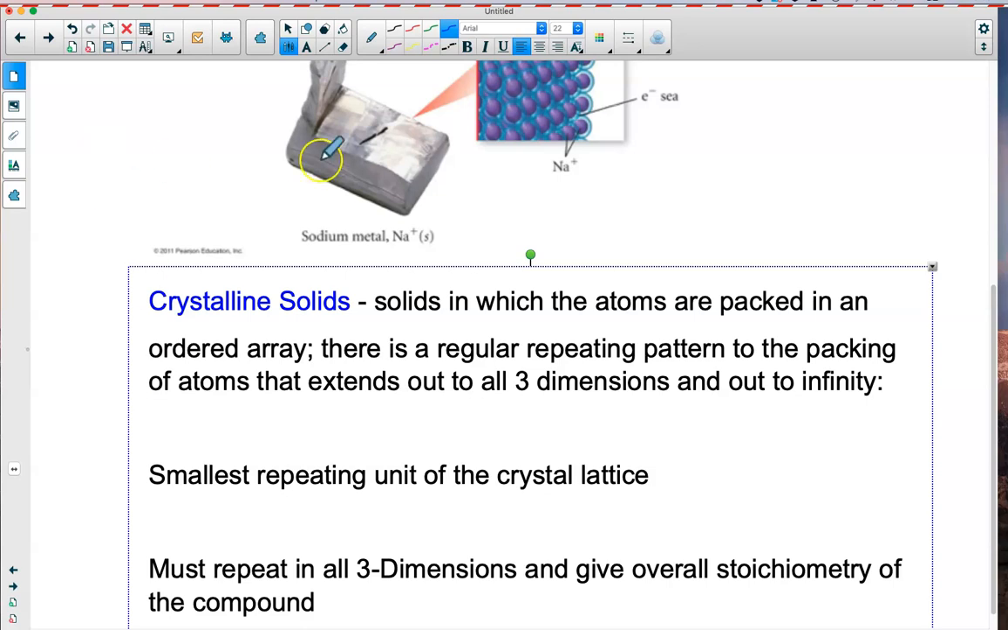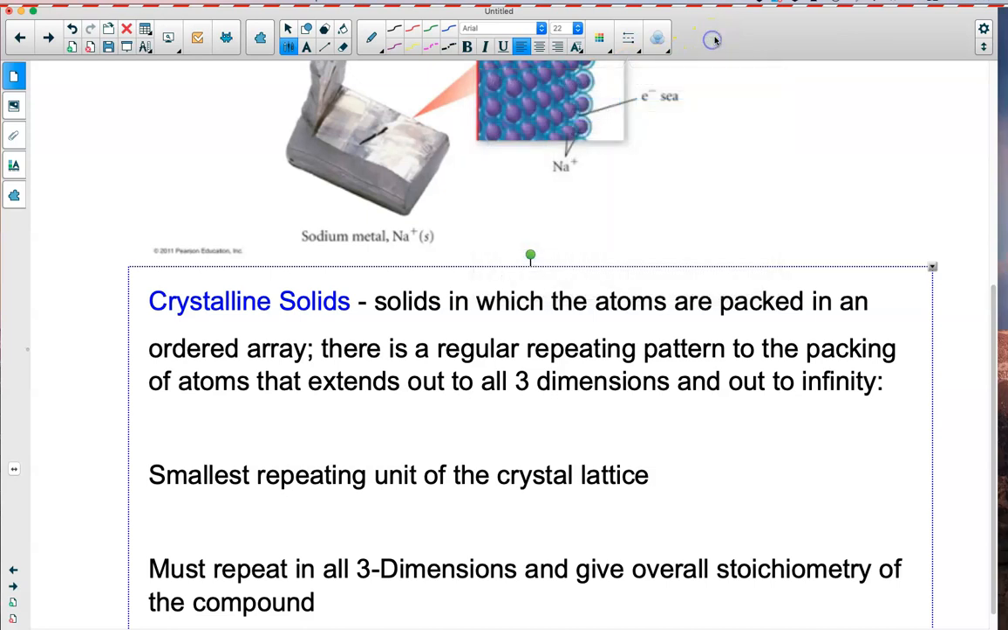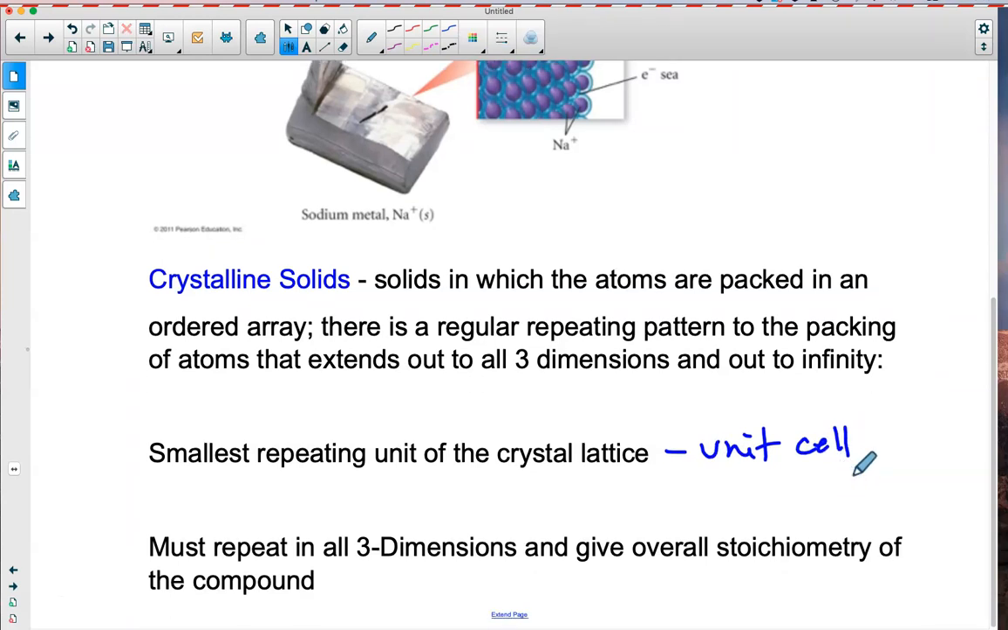It can be a little daunting to look at such a structure that big, so we've developed some ways to talk about it more simply, and one of those ways is a unit cell, which is the smallest repeating unit of the crystal lattice. And a unit cell must repeat in all three dimensions and give you the overall stoichiometry of that compound. And we'll look at examples of what I mean by that.